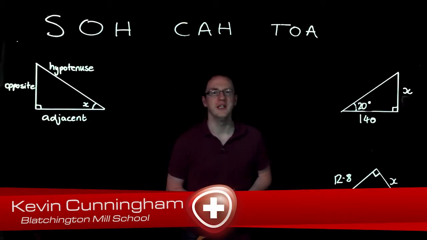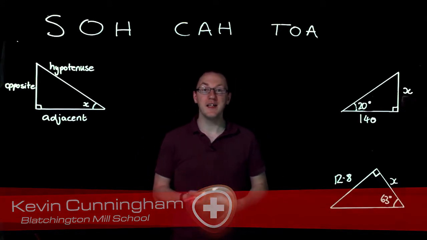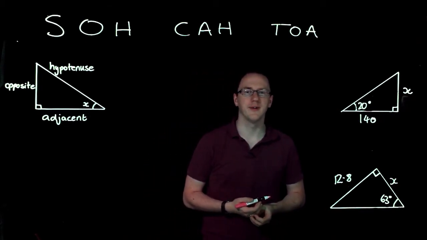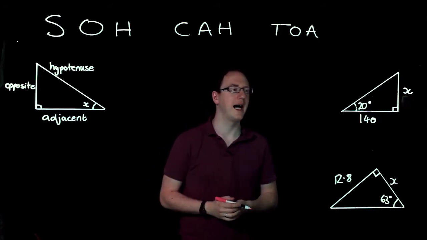We're going to use trigonometry to find some unknown sides. And the first thing we're going to do is to identify what sides we have so that we can decide which of the trigonometric relationships we're going to use, either sine, cos, or tan.